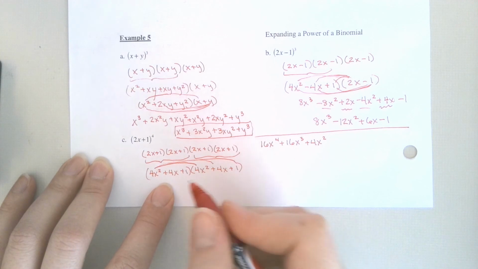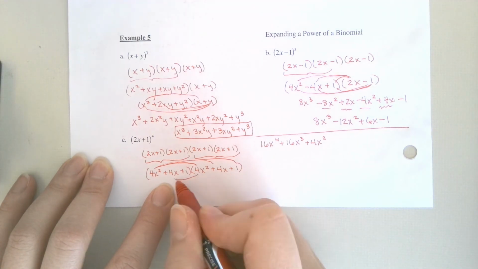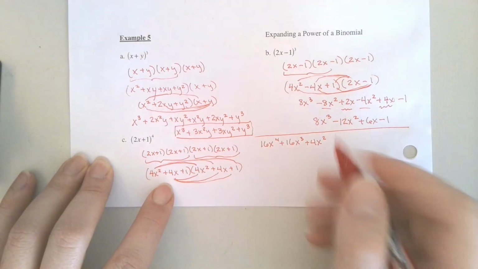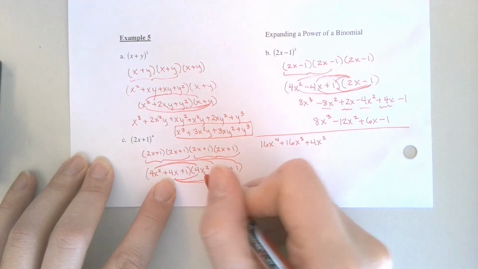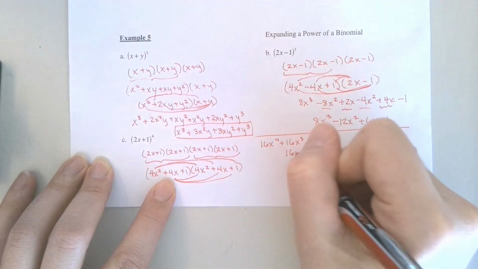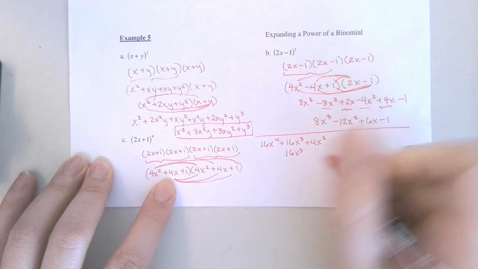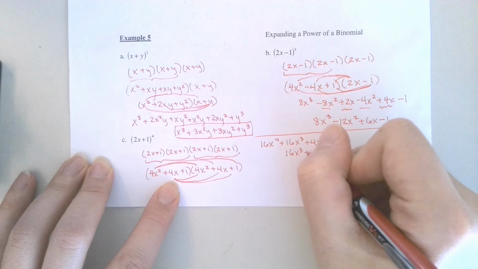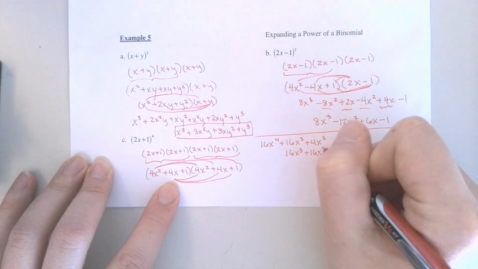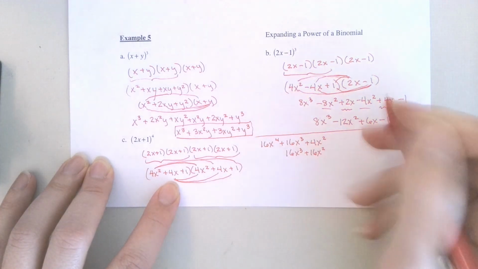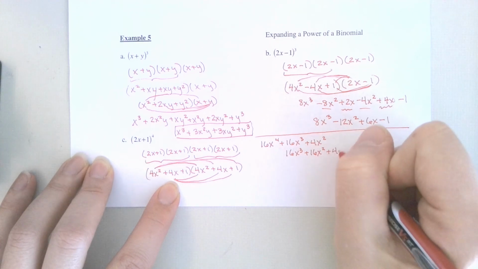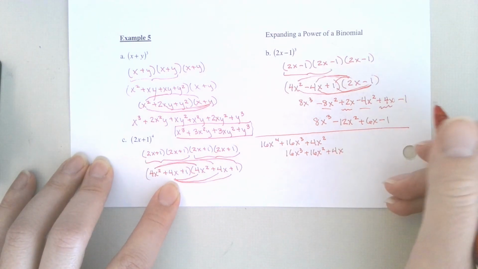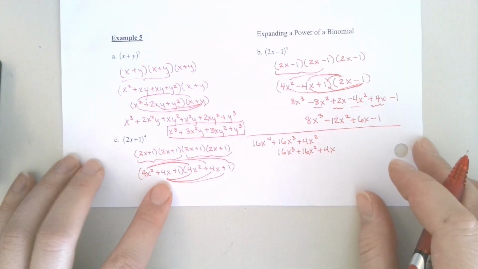I'm going to come back and I'm going to take 4x times all 3 terms. And I'm going to go ahead and stack this one. So 4x times 4x squared would be 16x to the third. So I'm going to pair that up. And then I have 4x times 4x, which would be a positive 16x squared. And then a 4x times 1 is plus 4x. So again, we're not doing hard math, but it does take time and organization.